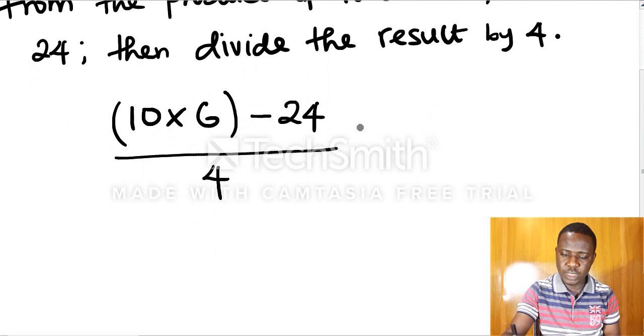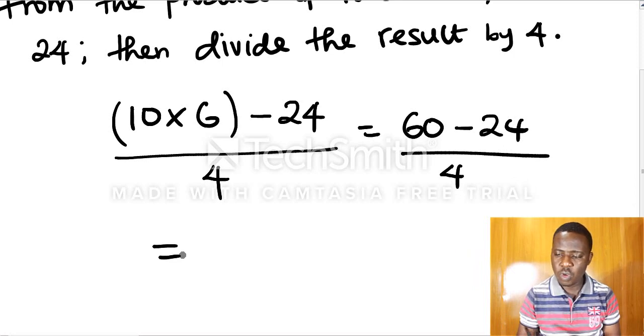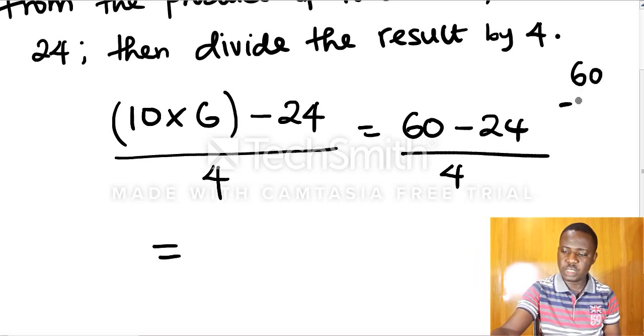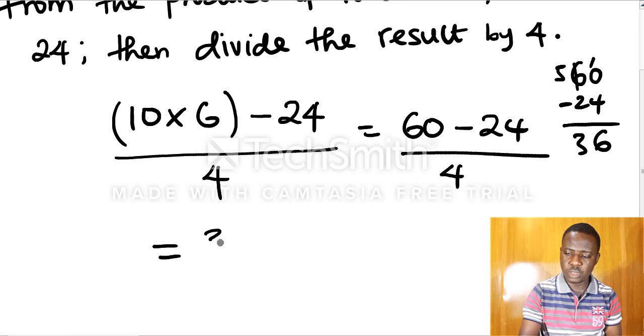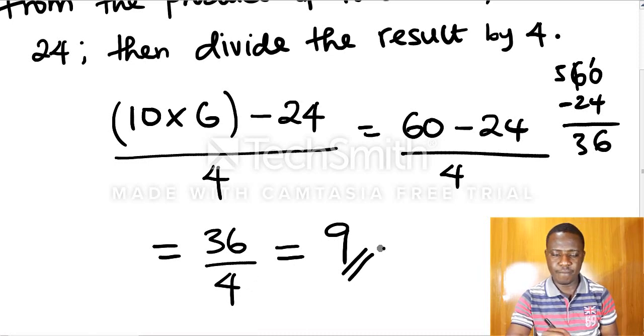First of all, multiply these two. This becomes 60 minus 24 divided by 4. Let's solve 60 minus 24 here: 10 minus 4 is 6, and 5 minus 2 is 3. So this becomes 36 divided by 4, and 36 divided by 4 is 9.